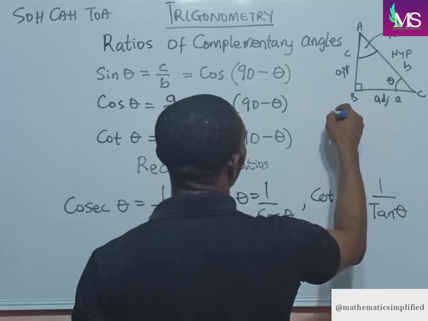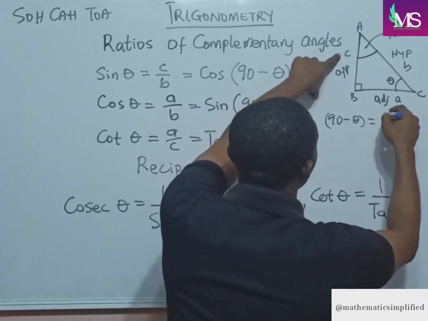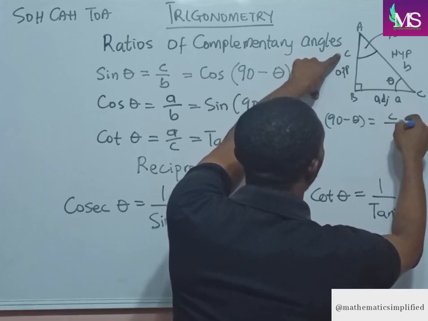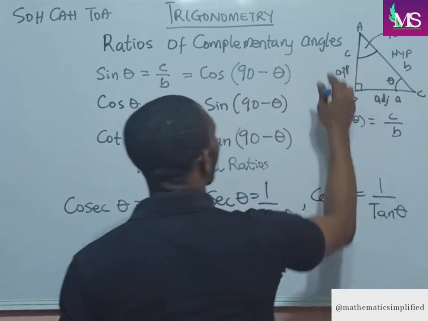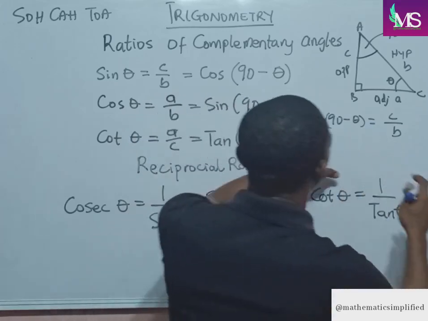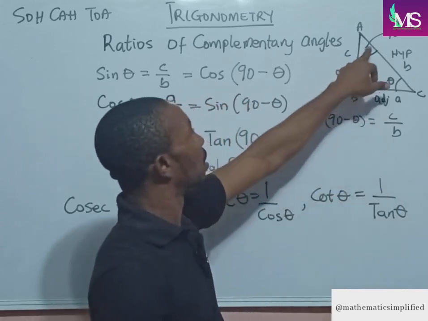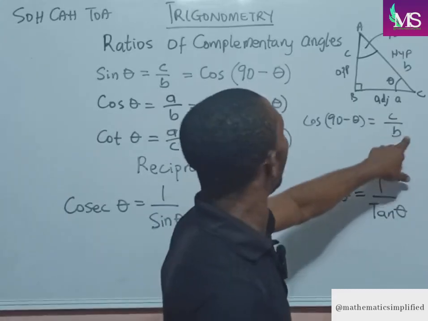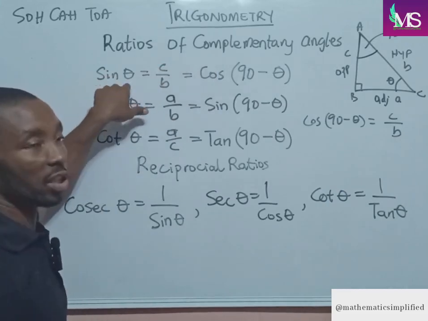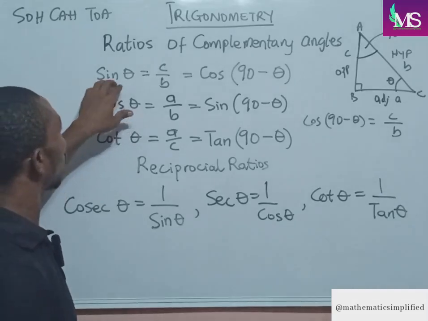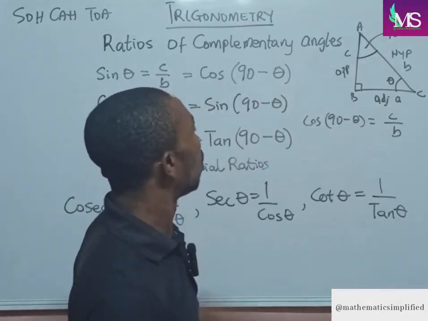Our 90 minus theta will give us adjacent, which is C, over hypotenuse, which is B. That is cos. Using this, we have cos(90 minus theta) equals C over B. That is why we have it as the complementary ratio of sine theta. So the complementary ratio of sine theta will be cos(90 minus theta).